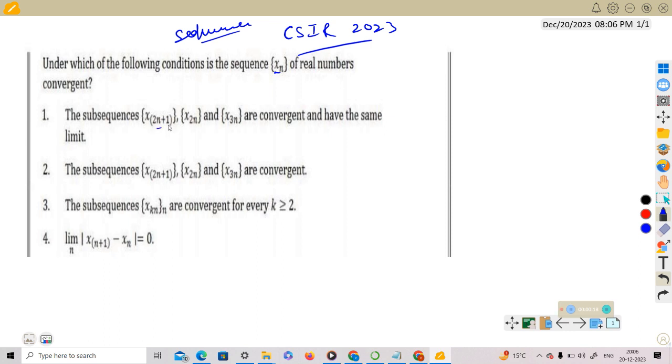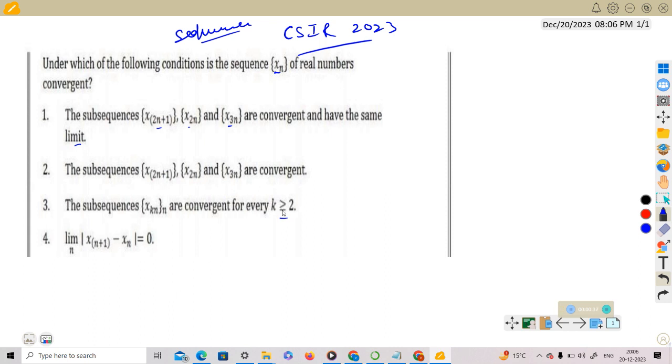The subsequences x2n+1, x2n, x3n are convergent and have the same limit. The subsequences x2n+1, x2n, x3n are convergent. The subsequences xkn are convergent for every k greater than or equal to 2. Limit n tends to infinity, xn+1 minus xn is equal to 0.